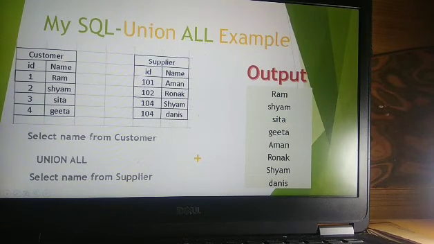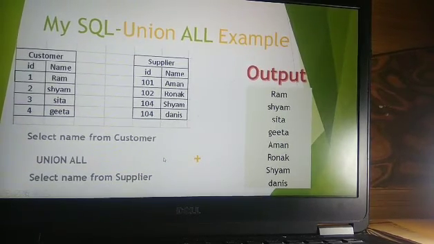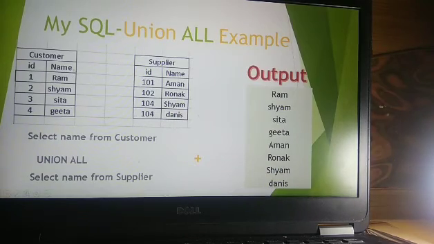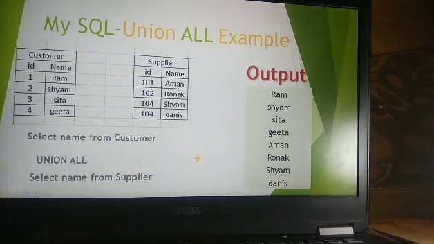Then we have to join both tables, so we will use UNION ALL. Then we will write a statement for the other table: select name from supplier. After this statement we have to run it. When we run this statement, your output will come on your screen. What output will come? First it will show the names of the customer table: Ram, Sham, Sita and Geeta.